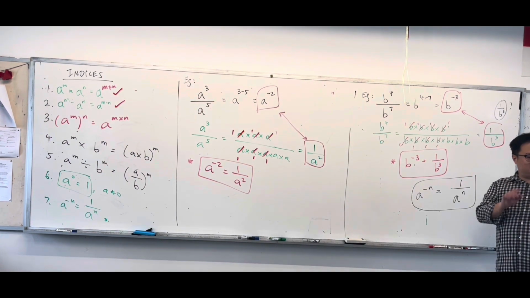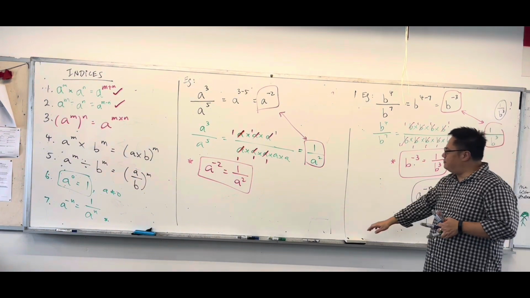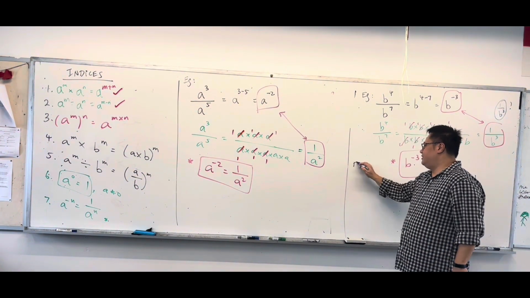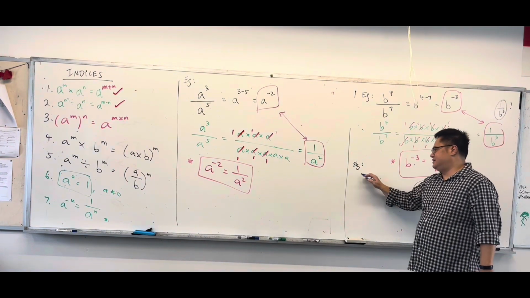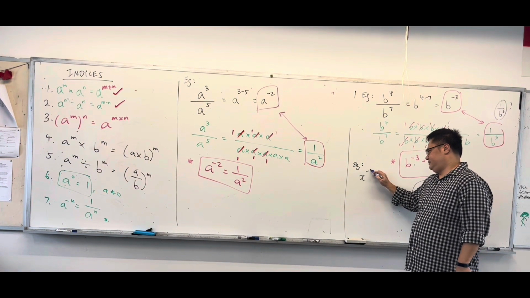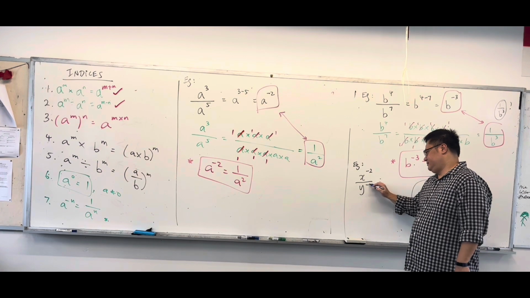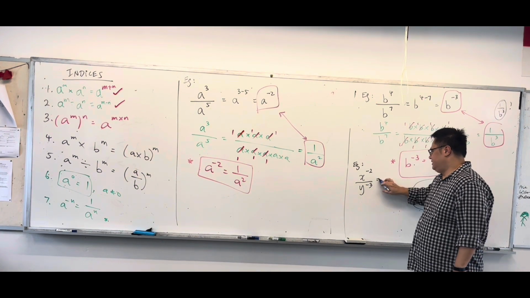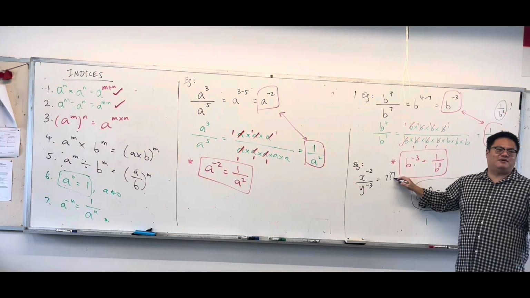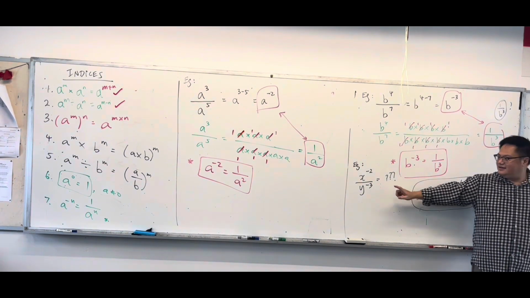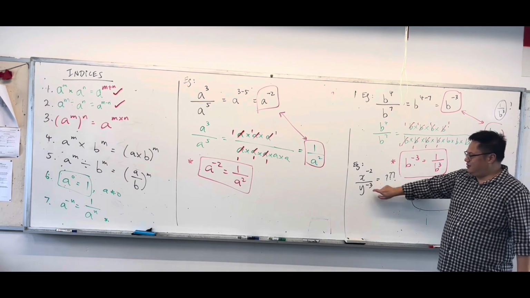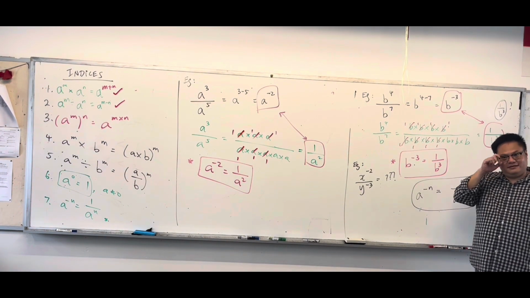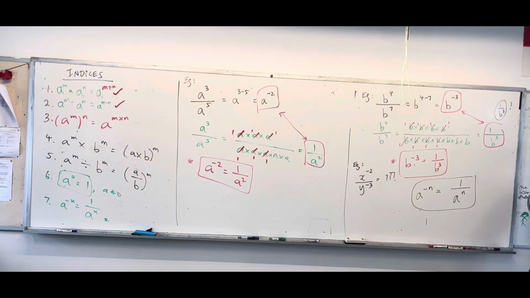Okay, before I pause the video, I just give one example. Just one example, okay? I want you to convert the following into positive index. Convert this to positive index. What do you have? X to the power negative 2 over y to the power negative 3. How do you do it?